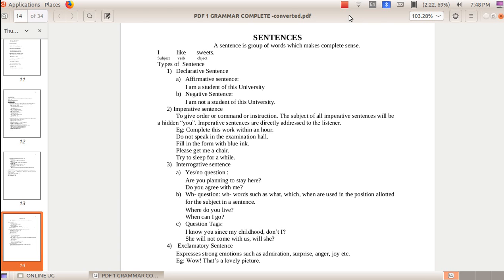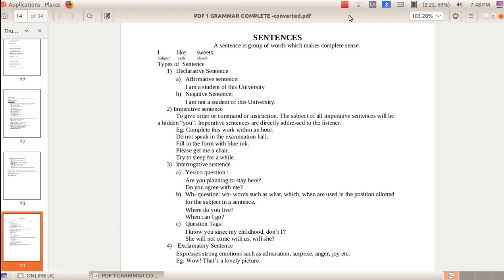This video is going to be about the basic sentence types in English. So let us see the major types of sentences. We have 4 different kinds of sentences. As a basic division, we have 4 different kinds of sentences in English. So we know sentence. A sentence is a group of words which makes complete sense.